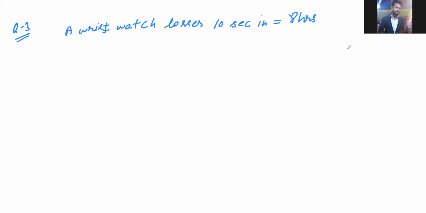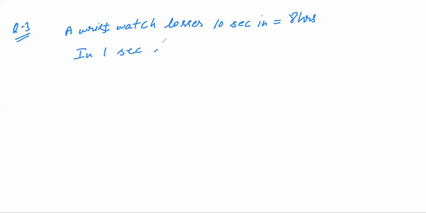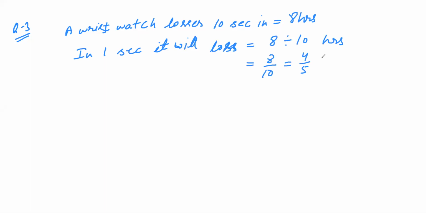Okay, so you will write in 1 second it will lose 8 divided by 10 hours. Okay, you can write it 8 upon 10 or 2 4s are 2 5s are 4 upon 5 hours. So in 1 second it will lose 4 upon 5 hours.